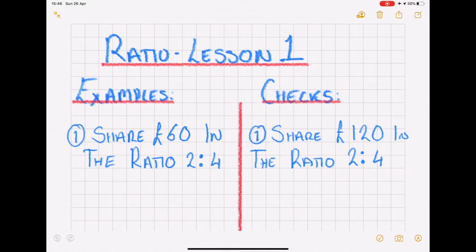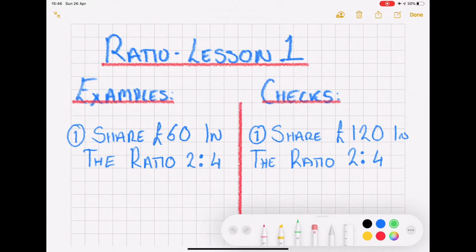Hi there and welcome to this video lesson on ratio. Now this is going to be the first lesson of two lessons that I'll probably put together on exploring how we go about solving ratio questions. Now I'm sure you can all probably understand why ratio is so important in real life, and it often comes up in exams all the time. So let's figure out how we're going to do this.